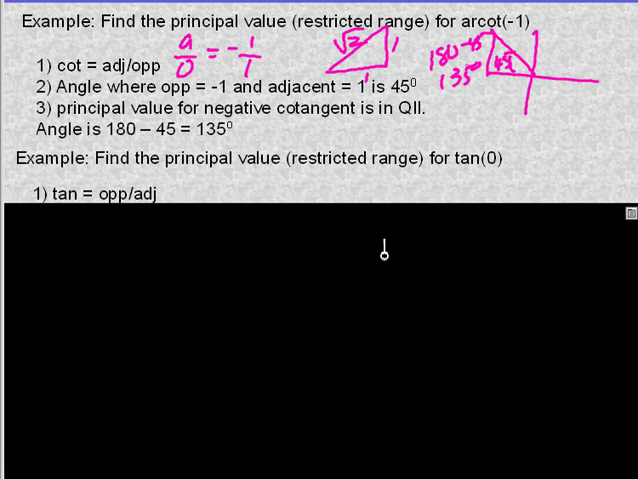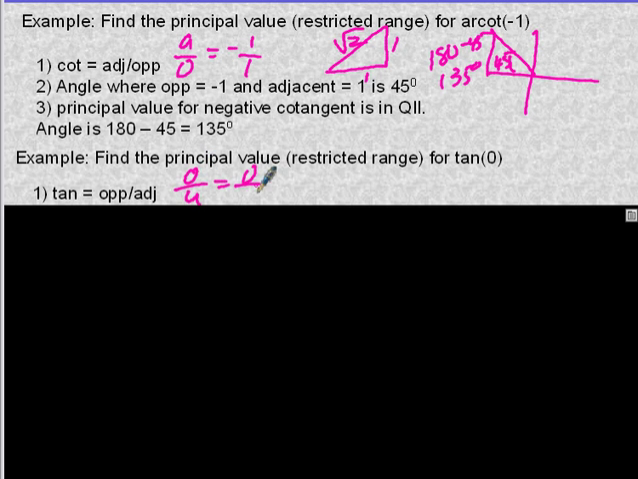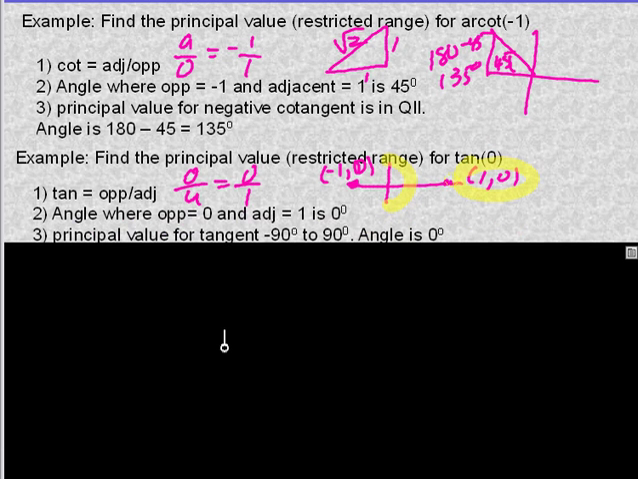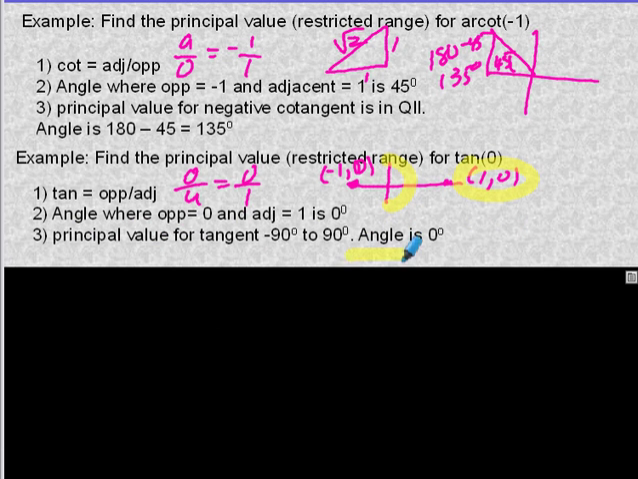Find the principal value for tangent of 0. Tangent is opposite over adjacent, 0 over 1. So where's opposite 0? Whenever the y-coordinate is 0, then your opposite will be 0. So we know it's here and here, our quadrantals. But remember, our range for tangent is here. So the only answer that we get is going to be in this range, which means it's going to be this one, or 0 degrees. So that would be our answer.